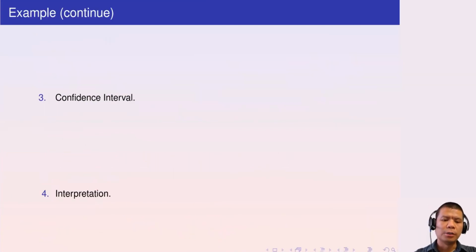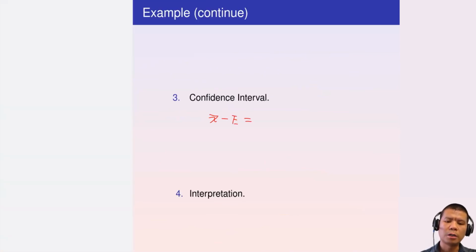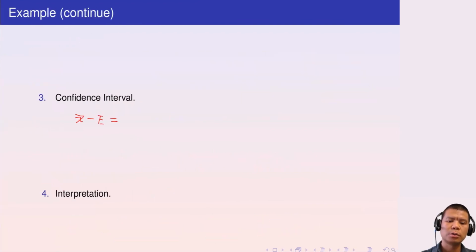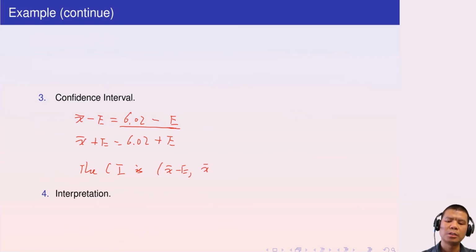Now the confidence interval is x bar minus E, where x bar is 6.2, so 6.2 minus E. Well, I do not know the values, but you can find this. And x bar plus E equals 6.2 plus E. And then the confidence interval is x bar minus E, x bar plus E, equals dot, dot, dot. You can find this. I'm sorry, I cannot find it.